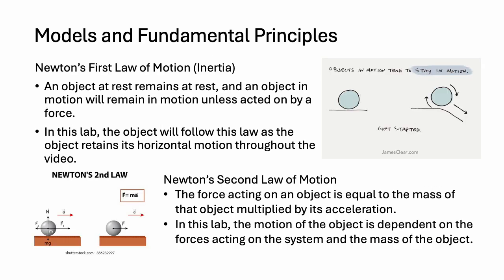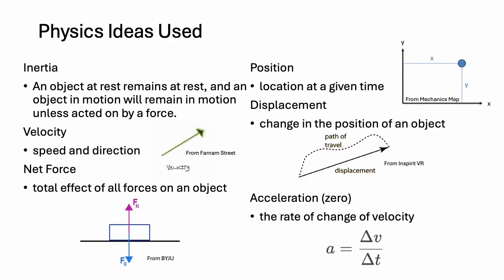Models and fundamental principles. Newton's first law of motion states that an object at rest remains at rest, and an object in motion will remain in motion unless acted on by a force. In this lab, the object will follow this law as the object retains its horizontal motion throughout the video. Newton's second law of motion states that the force acting on an object is equal to the mass of that object multiplied by its acceleration. In this lab, the motion of the object is dependent on the forces acting on the system and the mass of the object. The physics ideas used in this lab include inertia, velocity, net force, position, displacement, and acceleration.